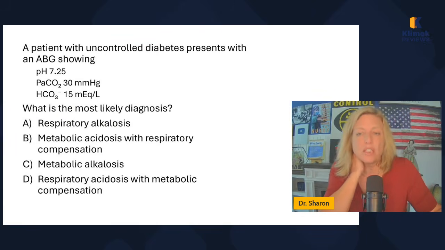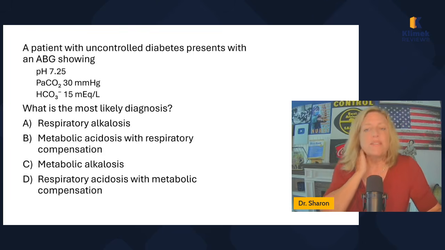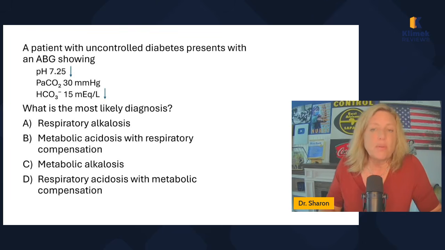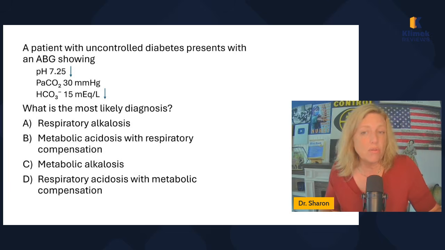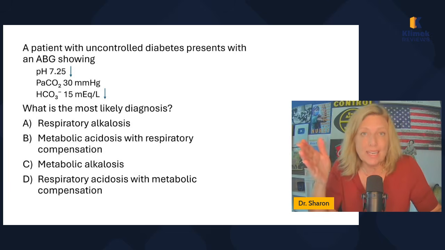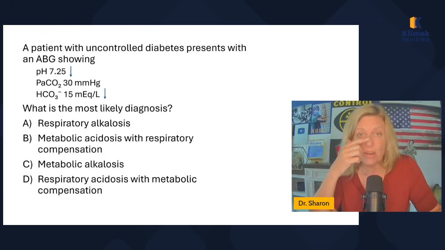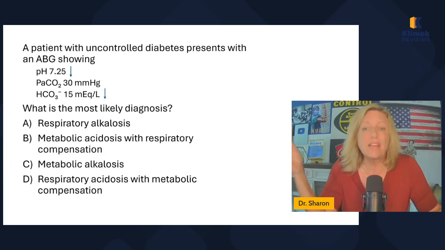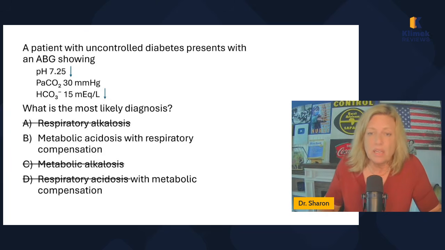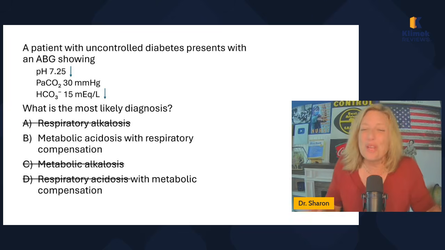A patient with uncontrolled diabetes presents with an ABG showing a pH of 7.25, a PaCO2 of 30, and a bicarb of 15. What is the most likely diagnosis? Okay, well, let's evaluate this first. So first of all, I'm going to say, well, the pH is low and the bicarb is low. So it has to be metabolic because it's equal. They're both down. And the pH is low, so it has to be metabolic acidosis. So I can cross off anything that's not metabolic acidosis, y'all. And look at that. There's only one that's metabolic acidosis.